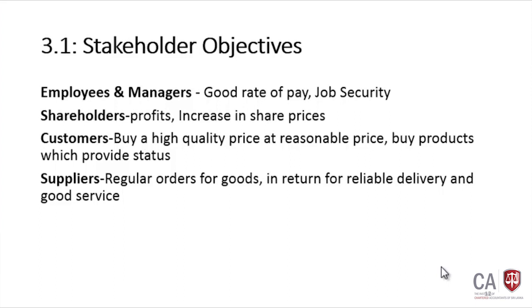Then customers, what is the main objective of customers? They want to buy a high quality good at a reasonable price, right. At the same time they want to buy a product which provides status, like BMW, no. Then suppliers, what are the expectations of suppliers? They need to get regular orders for their goods in return for reliable delivery and good service. They would like to see regular orders for their goods.